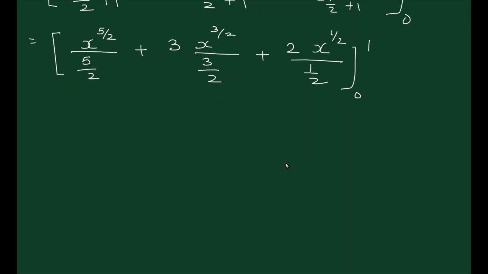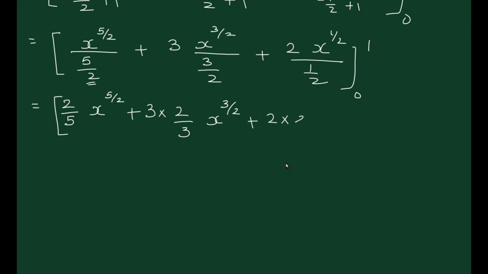Let us simplify one more step before applying the upper limit and the lower limit of integration. So thus we have now 5 upon 2 from the denominator, it comes up to the numerator, so it becomes 2 upon 5 x raised to 5 by 2, plus 3 into 2 upon 3 x raised to 3 by 2, plus 2 into 1 upon 2 becomes 2. It comes to the numerator and becomes 2 x raised to half.